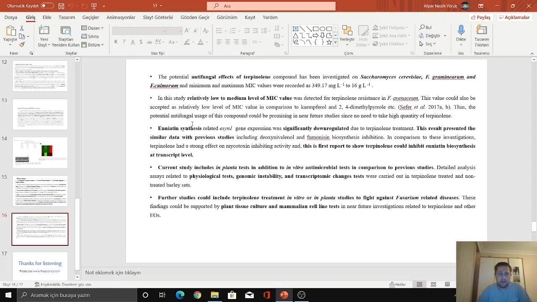Niacin synthesis related gene expression was significantly downregulated, as in previous studies, and further studies could include terpinolene treatment in vitro and in planta studies to fight against Fusarium related diseases. And further studies could also include plant tissue culture tests and mammalian cell line tests.